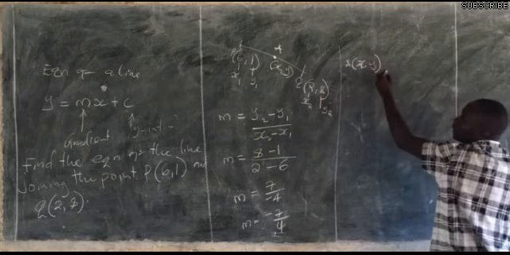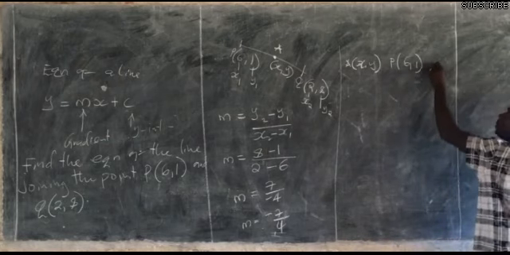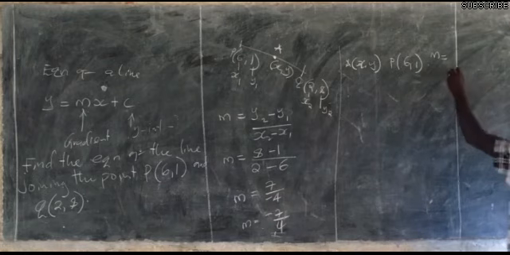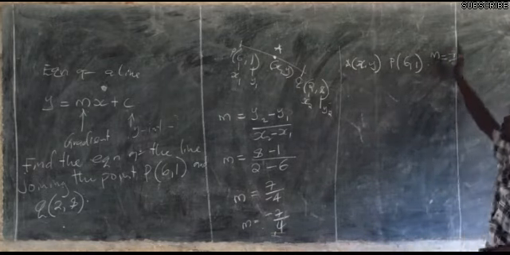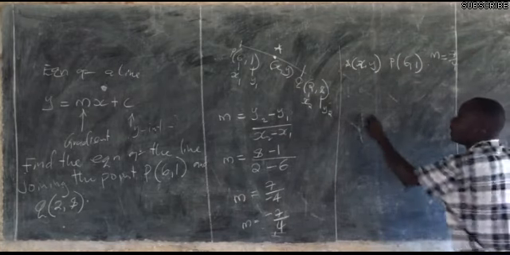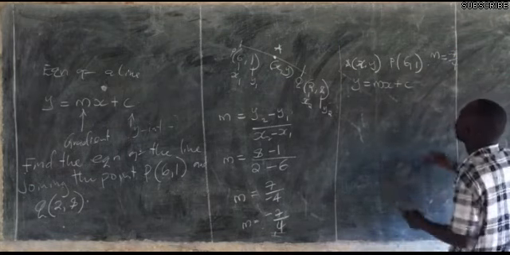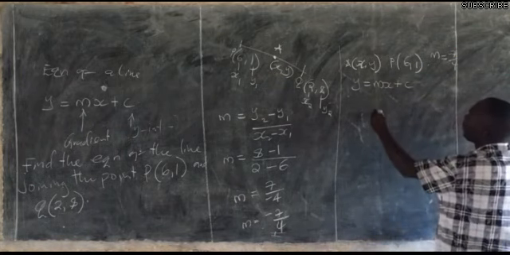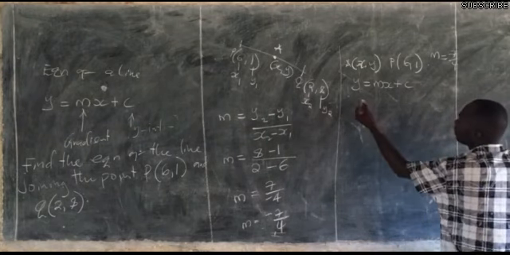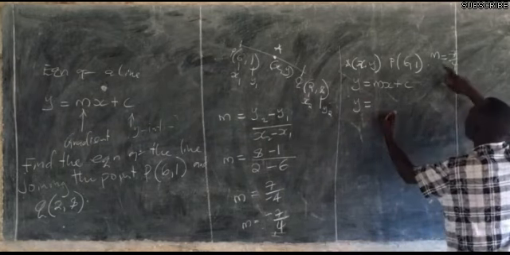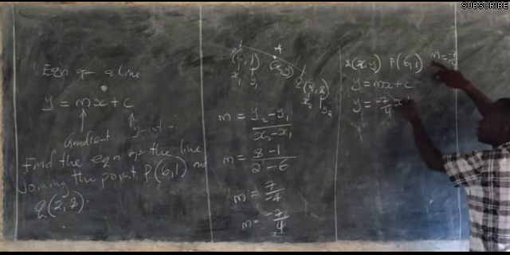So this means that if I say A is x, y, and then P, which is 6, 1, knowing that my gradient m is given as negative 7 out of 4. Now if I have these 3, I can always come up with an equation of the line. Remember, it is given in the form y equals mx plus c. And so I can substitute and say y is equal to, my m is negative 7 out of 4, then there is x, then plus c.